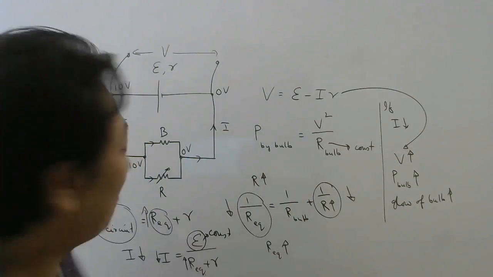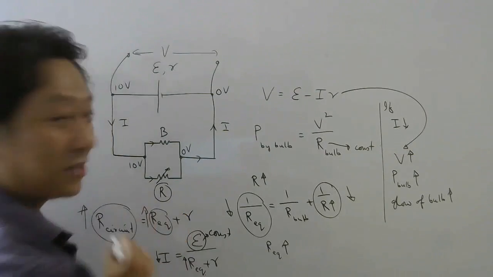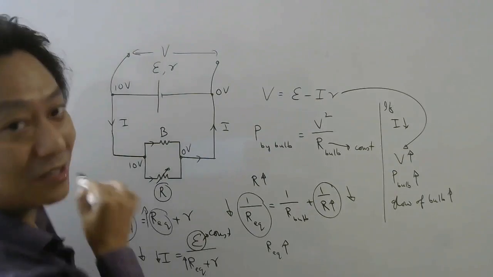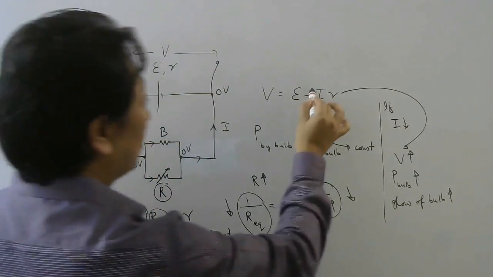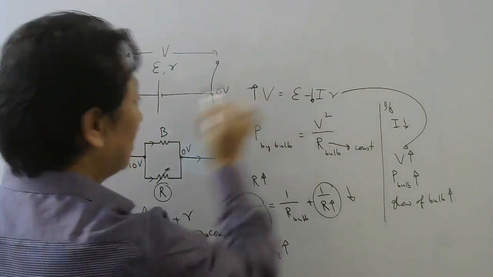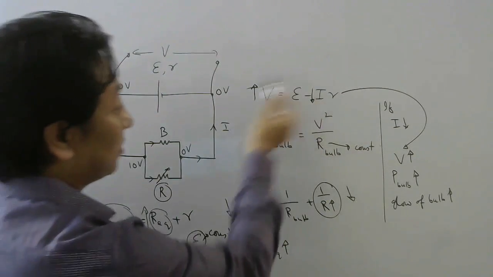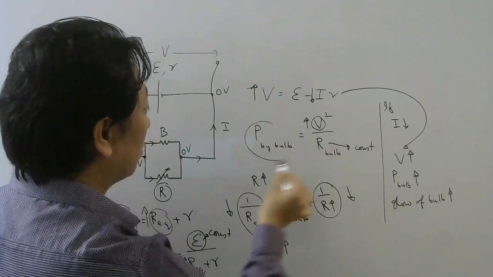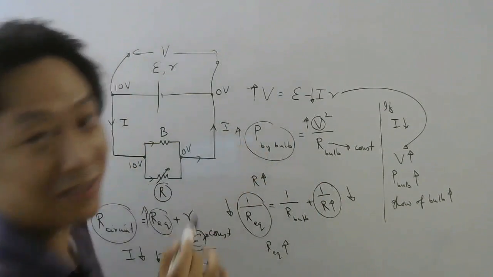In a simple way, let me tell you, when this resistance increases, the total resistance increases. When total resistance increases, current decreases. When current decreases, potential difference increases because of this relation. And when potential difference increases, the power consumed by the bulb also increases.